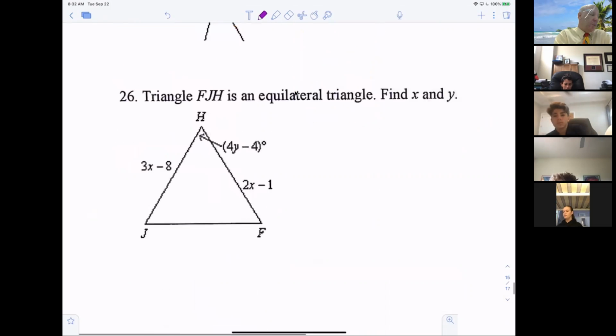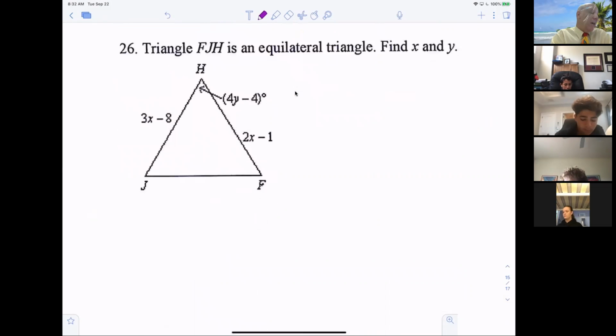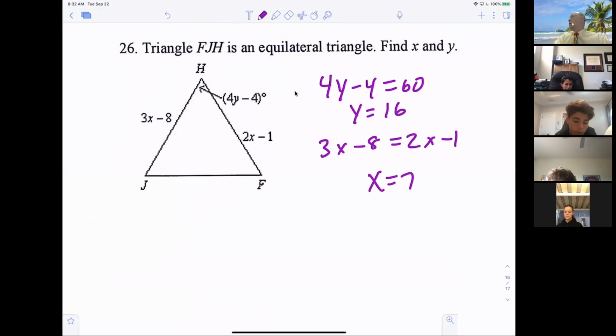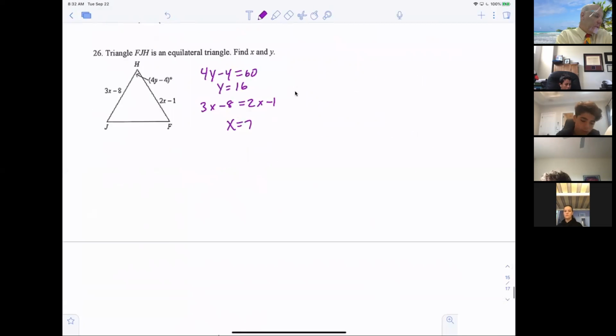Oh, lucky for us. Here we go. Triangle FJS is an equilateral triangle. So how do I find X and Y? Tell me what the relationship is. Sam, go. 4y minus 4 equals 16. What's the other relationship? Yeah, that's easy now. So X is equal to, and then Y is equal to 16. All right. Everybody's good? 27.